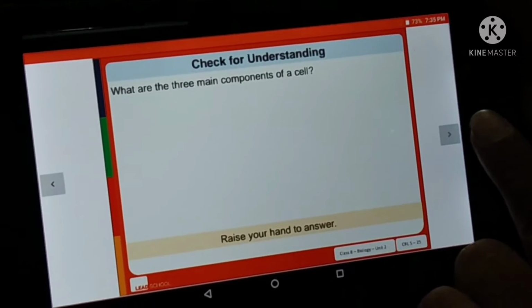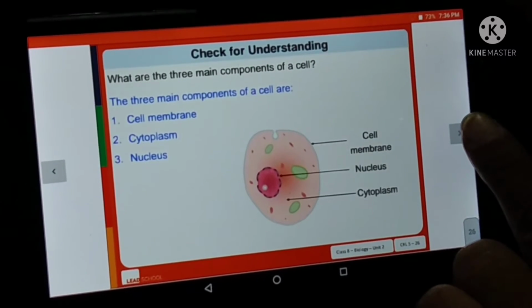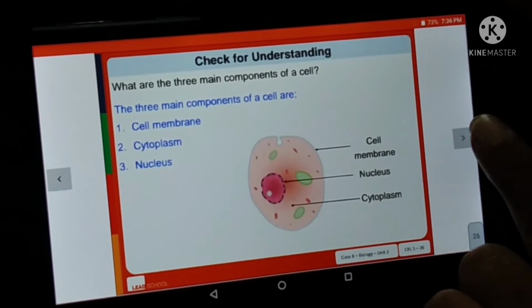Now you can check your understanding. These are the questions. Here is the answer of the first question.